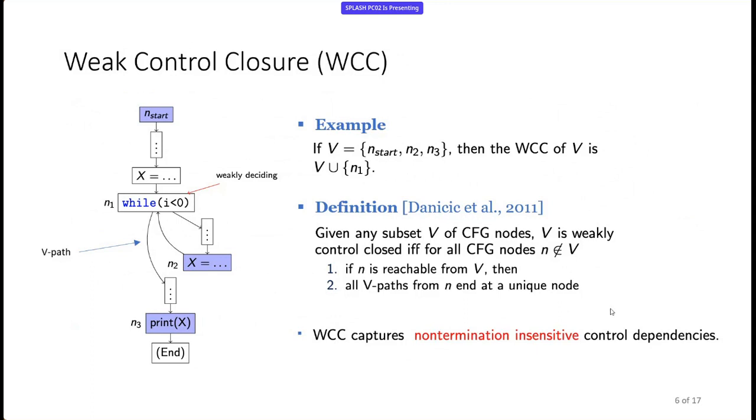This weak control closure captures non-termination insensitive control dependencies, which means that your program might be non-terminating, but this definition assumes that all non-terminating programs will eventually terminate. If we want to capture termination sensitive control dependencies, then we will have to consider the strong control closures, which is not the topic of today, so I will skip it. Another thing is that this definition does not require assuming an end node in the control flow graph. So it is also applicable to all those programs that are non-terminating.